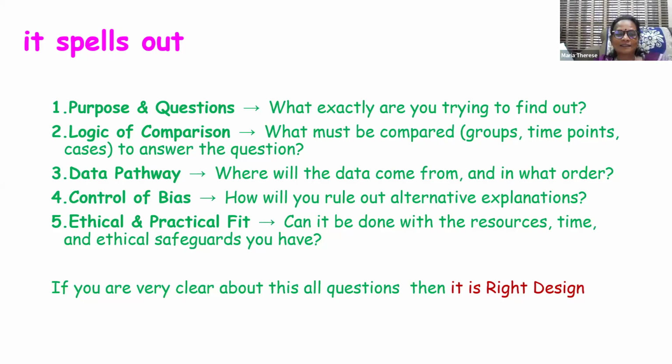Okay. So here, the thing is the logic of comparison: what must be compared, whether you're comparing groups or time points, and how you're going to answer those questions. And the data pathway, in the sense, where are you going to collect the data from and in which order? So you should be very clear about this. Research design will settle all those things in a proper manner. And control of bias: how will you rule out alternative explanations? And ethical and practical fit: whether your study, as you have designed it, is ethically sound, and whether it can be done within the resources, time, and ethical safeguards?